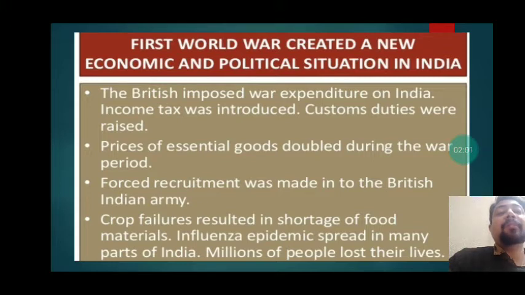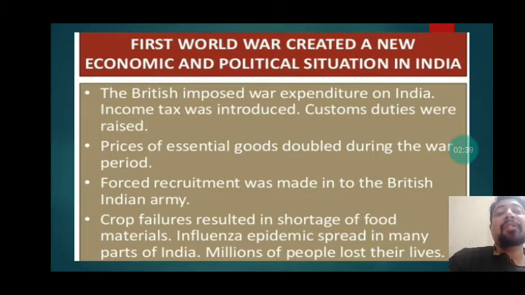We need to understand, once the war expenditure increased, the question was from where the money will come. For getting the money, the Britishers imposed war expenditure on Indian revenue. After that, income tax was also introduced in India, and thereafter, custom duty was increased. Similarly, prices of essential goods doubled during the war period, as most of the food grains were diverted towards the war area. So the price of essential goods increased, or became doubled, during the war period. So this was the second impact.